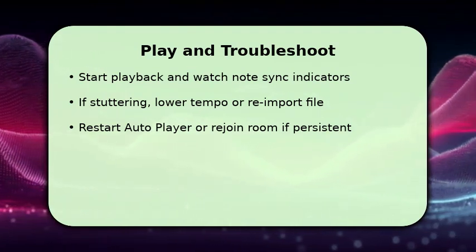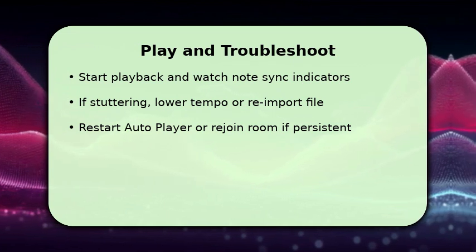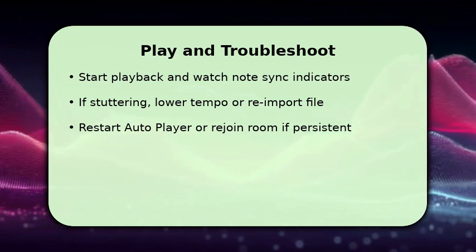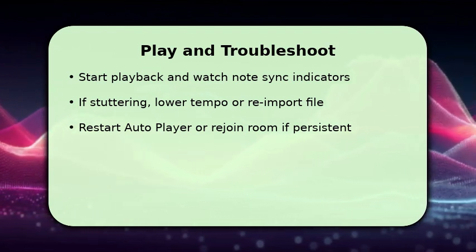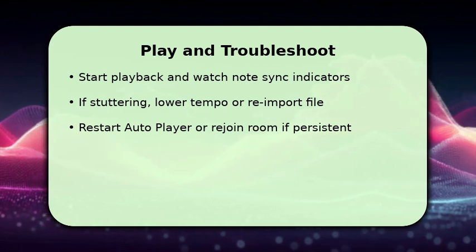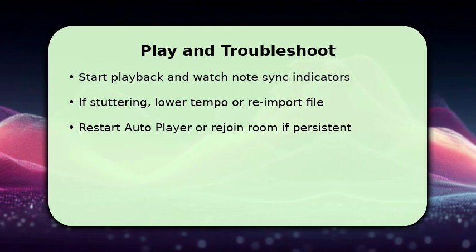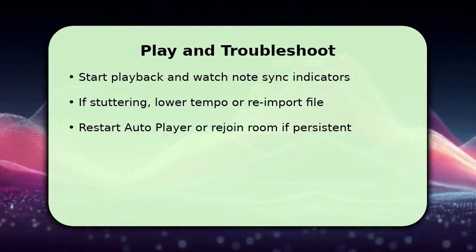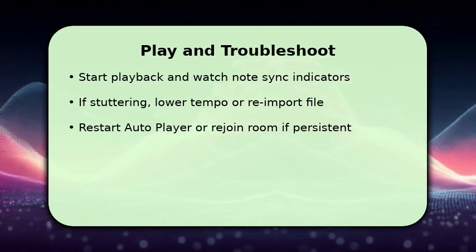If you hear stuttering or lag, slow the tempo or re-import the song at a simpler resolution. Network or heavy scripts often cause timing issues. Make sure other users aren't flooding the room, and if problems persist, restart the auto player or rejoin the room to clear session errors. A reliable troubleshooting tip: reload the audio file at half speed to identify misaligned measures before.